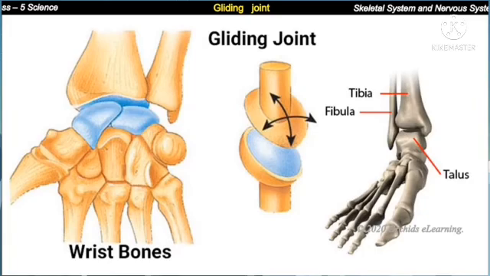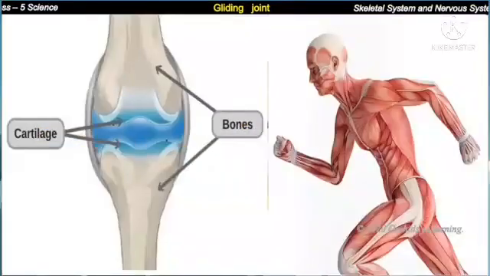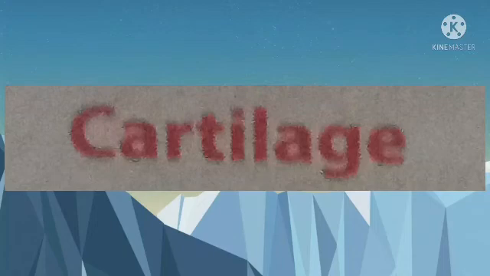In addition to bones, cartilage and muscles also help us in movement. Next, cartilage. A tough elastic tissue present on the surface of bones at the joints is called cartilage. Cartilage holds the bones together at the joints. It also protects the bones. Without cartilage, the bones would rub against each other and wear out.